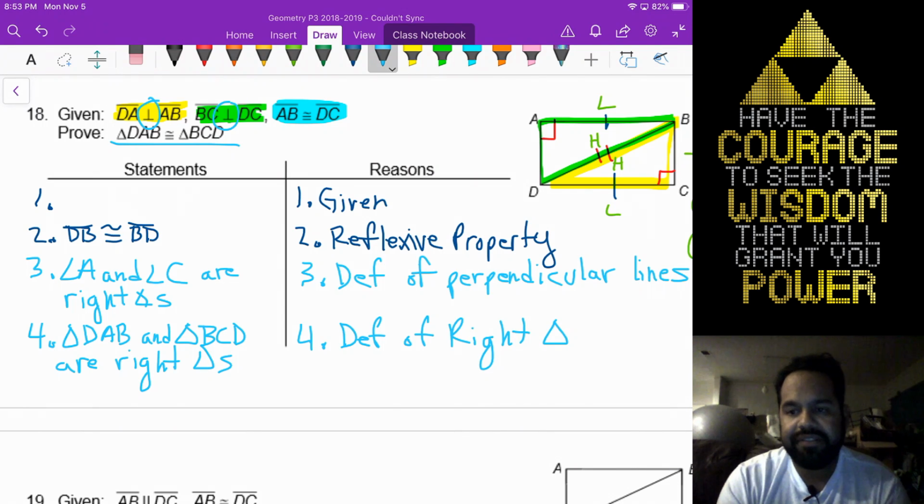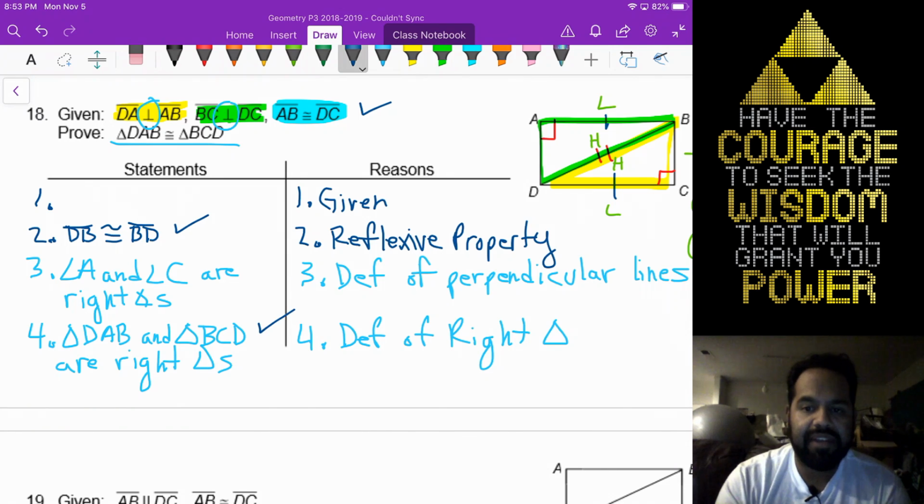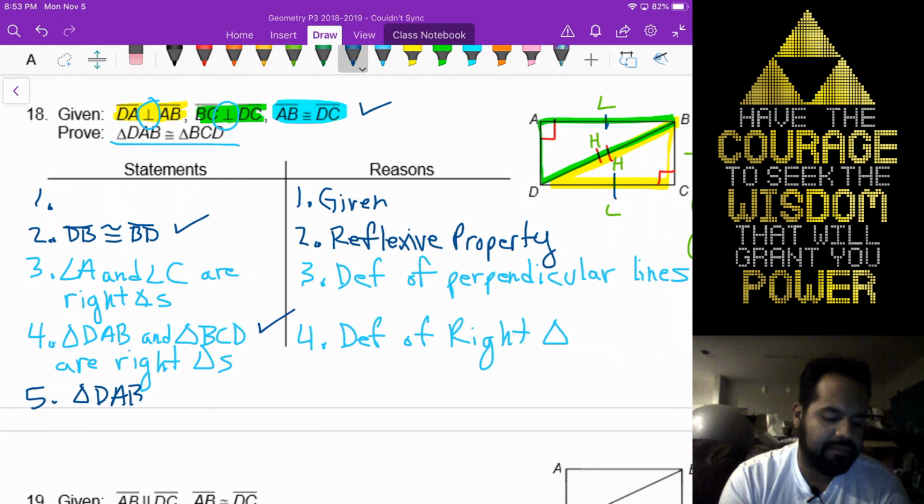Okay, so let's go through our checklist. We've established in our given the leg, we have the hypotenuse marked, and we have the right triangle. We have all three conditions satisfied for HL. So our last step is exactly our proof statement. Triangle DAB is congruent to triangle BCD. And why? Well, we kind of established that. Hypotenuse leg.